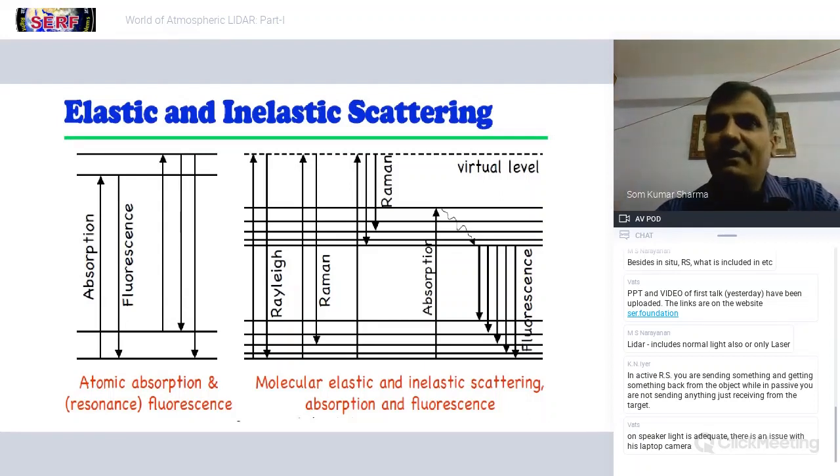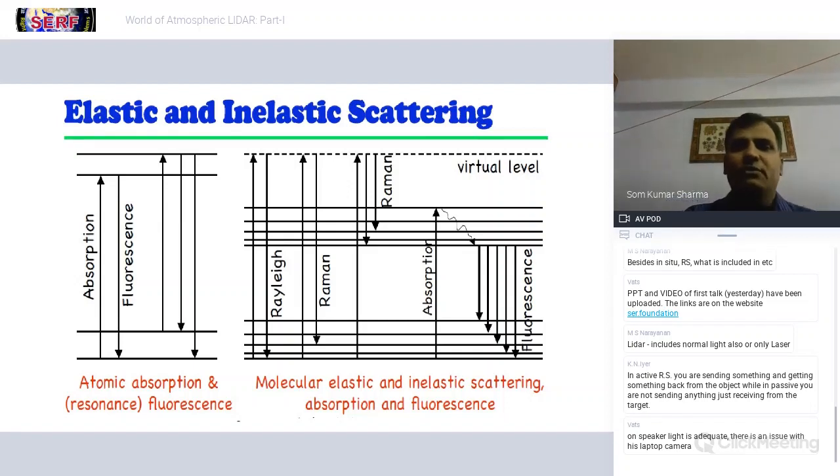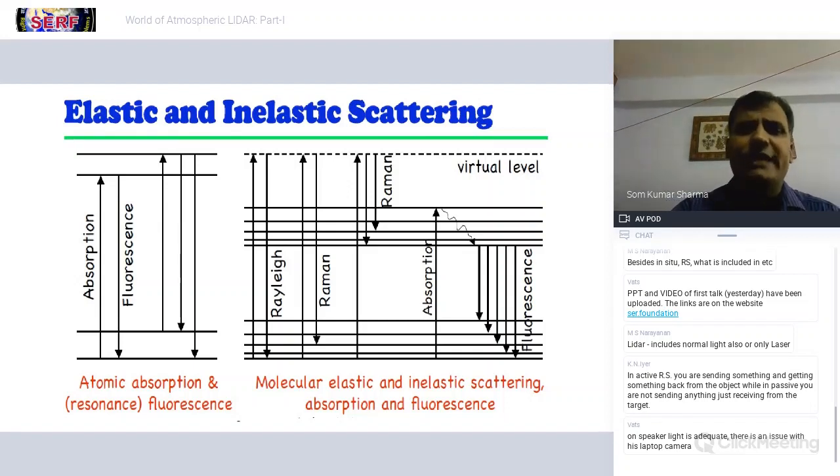So as I mentioned, scattering is the scattering of light. There are two types of scattering. One is elastic scattering, and the other is inelastic scattering. Here I would like to say a few things about elastic and inelastic scattering and how we will be using them in the lidar. Elastic scattering, the very simple rule is like this.